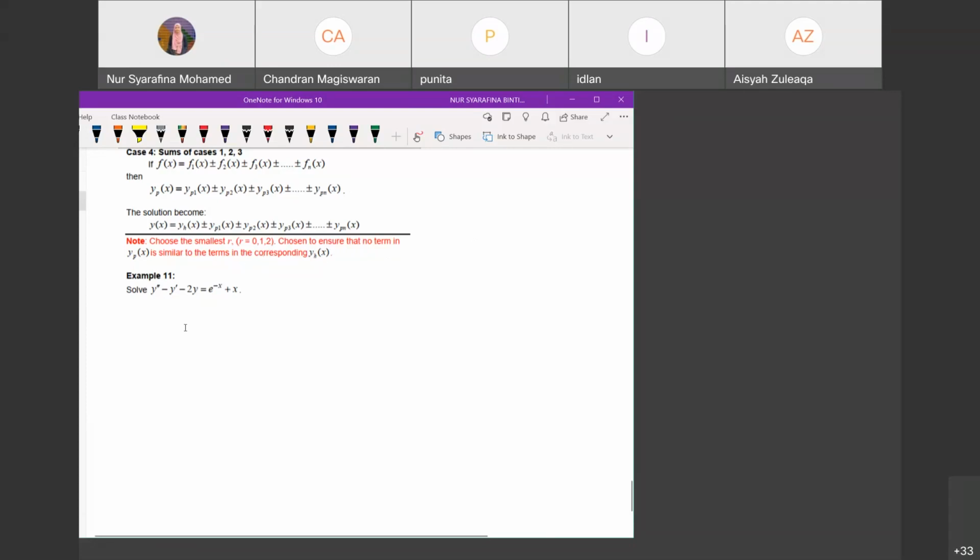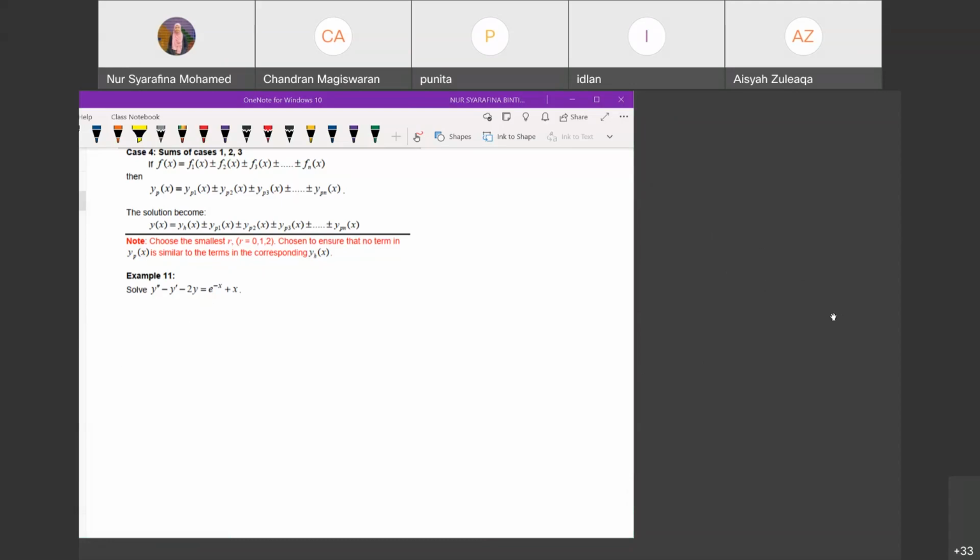All right, so let's take a look at this. Now we have y double prime minus y prime minus 2y equals e to the power of minus x plus x. So this is a combination of which cases? Which cases is this combination, e to the minus x plus x? All right, so it is a combination of polynomial and exponential.